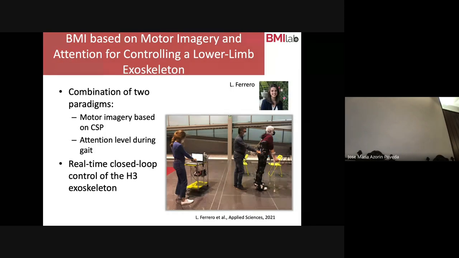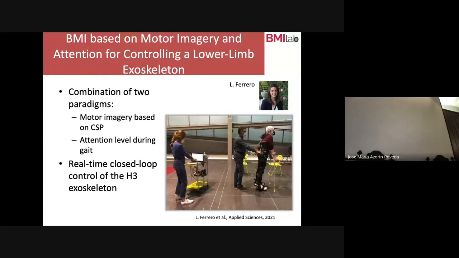I mean, if we are working, we can be very focused on working, or I can be distracted, reading my phone or iPhone. So in that case, we decided that if I want to control the exoskeleton, I need to be thinking about moving my legs, but at the same time, I have to be focused on the game. I cannot be thinking about other things. So we tried to develop this new approach, combining the motor imagery with the attention level of the user.